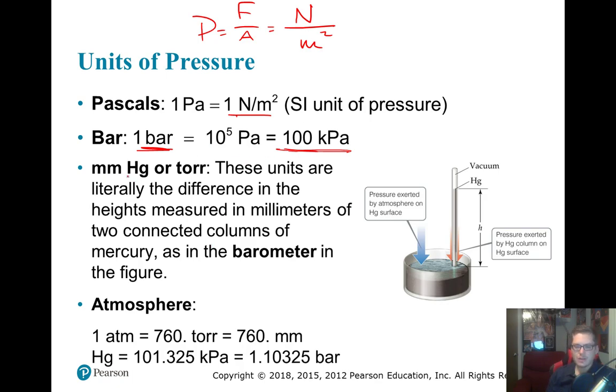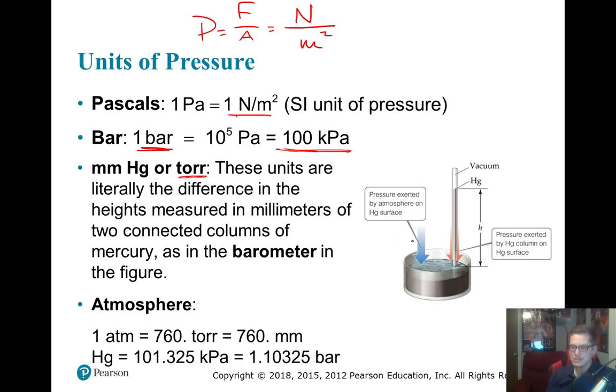Another really common one is millimeters of mercury, or torr. Torr is kind of interesting. It's named after, I think he's Italian, named Torricelli or something like that. I feel kind of bad for the guy because he gets a unit named after him, the torr, which is pretty cool, but they shorten his name and then they don't even bother to capitalize it. What's that about? But anyway, these are based off of the height that a mercury column gets raised, hence the millimeters of mercury.